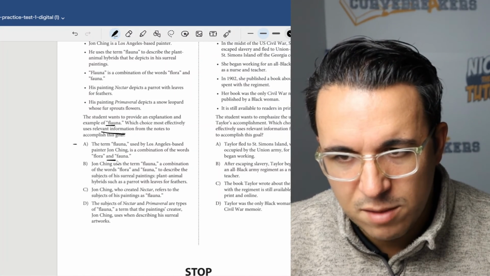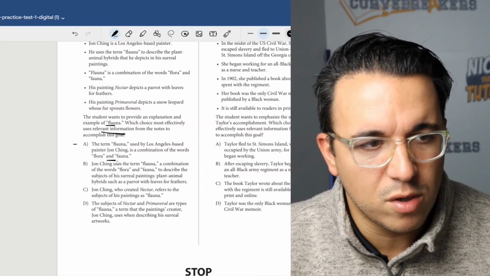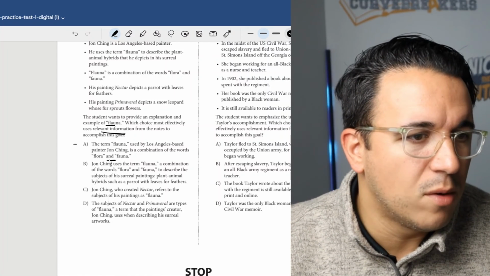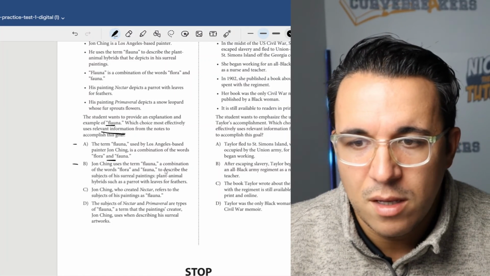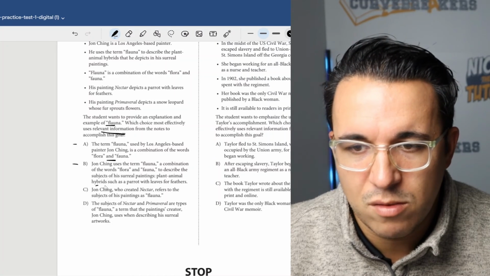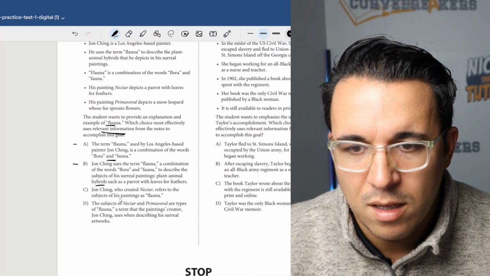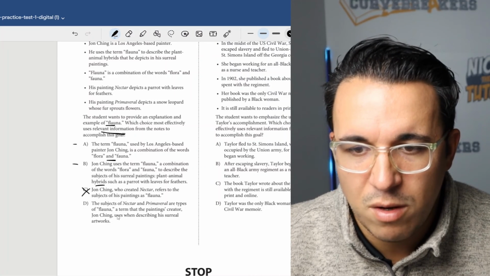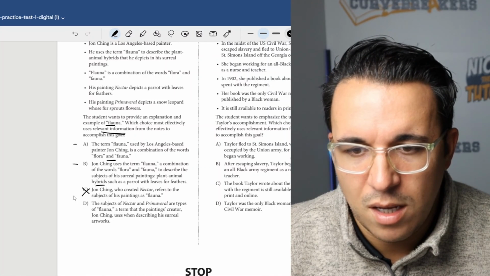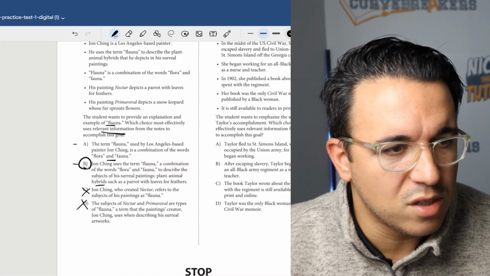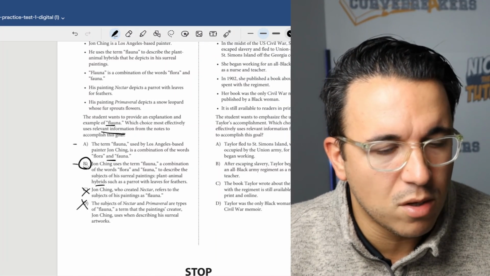But that doesn't really explain what it is, just that it's a combination of words. What is it? It's an animal-plant hybrid, right? So B says fauna describes the subjects of real paintings, plant-animal hybrids, right? So I think B is better than A. C doesn't describe what fauna means. And once again, this does not describe what fauna means. So B is the only answer choice that actually explains what the word fauna means. So I'm going to go with choice B.